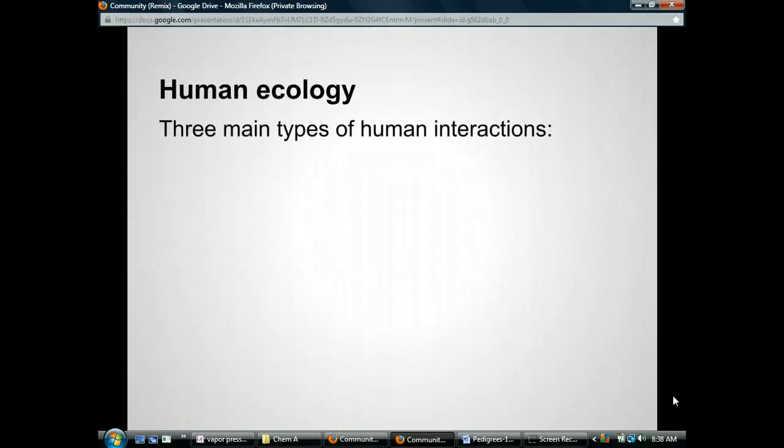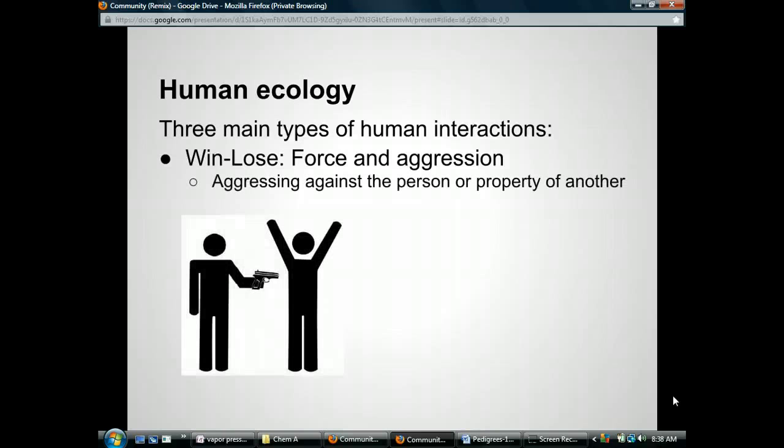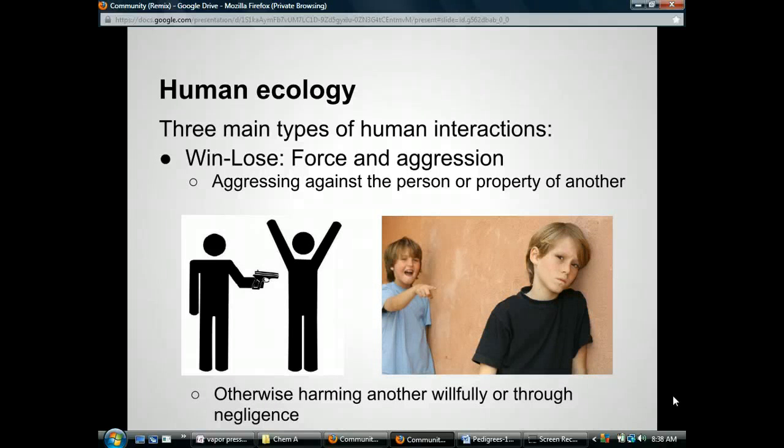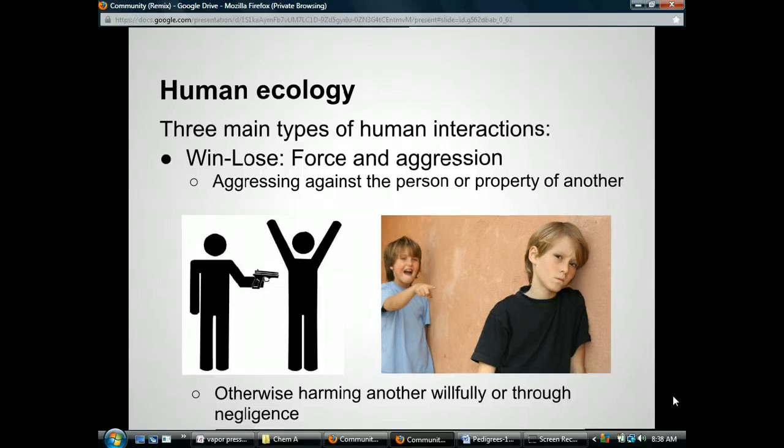There are three main types of human interactions as well. So we can apply this to humans. I'm just going to change the terminology a little bit. We have win-lose situations among humans. There's a couple types. The first is force and aggression. This is basically I'm using force against another person. Maybe I'm stealing something from them. Maybe I'm otherwise harming another person willfully or through negligence. I'm just aggressing against that person.